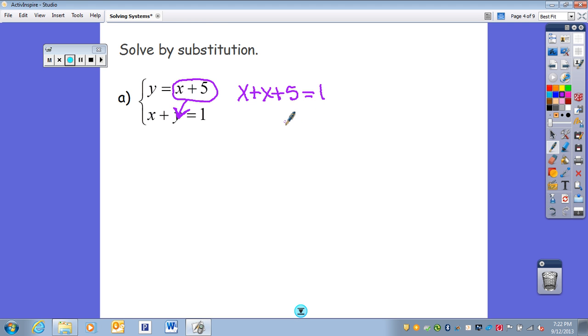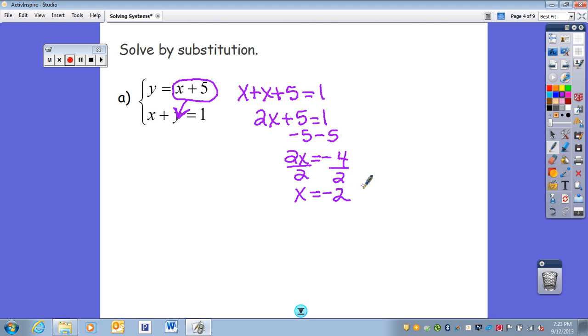Our goal is to have an equation in one variable to solve. So when I combine like terms, x plus x is 2x, and then I will subtract 5 from both sides, and I have a simple equation to solve, which is 2x is equal to negative 4. And when I divide by 2, x is equal to negative 2.